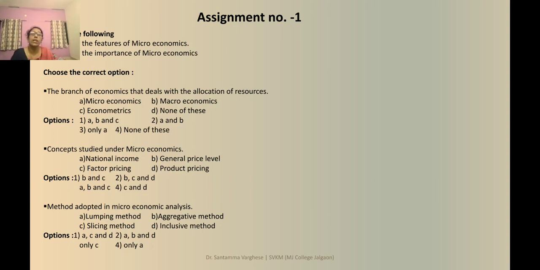Now, choose the correct options which are given. I have given 3. First, the branch of economics that deals with the allocation of resources. Just go through them. In the next lecture, I will give the answers and explain more questions in detail from the first lesson.